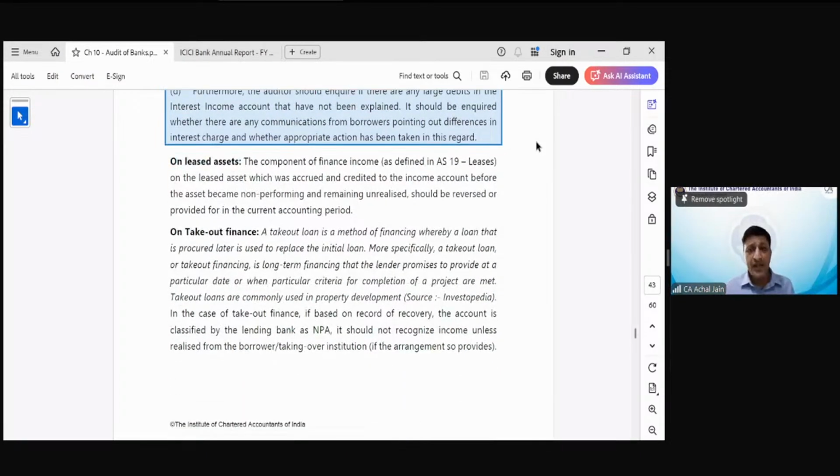Now, what is this takeout finance? It appears to be a new term. Yes or no? So let's understand this. A takeout loan is a method of financing whereby a loan that is procured later is used to replace the initial loan. More specifically, takeout loan or takeout financing is a long-term financing that the lender promises to provide at a particular date or when particular criteria for completion of a project are met.